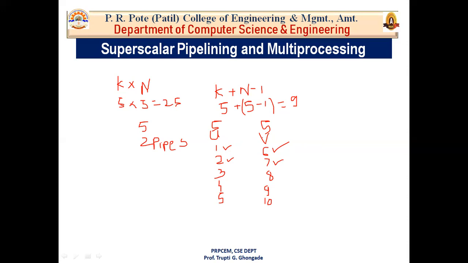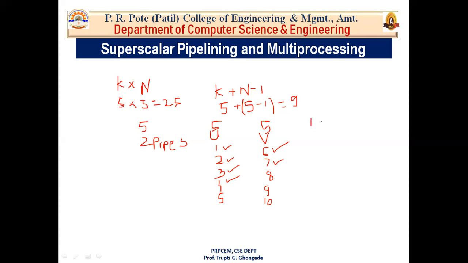Okay, so once they both are fetched, when they go to the decode stage, 3 and 4 come to the pipes. So this is the concept of multiple pipes. Distribution is not like 1, 2, 3, 4, 5 in the U pipe and 6, 7, 8, 9, 10 in the V pipe. It will work like this.